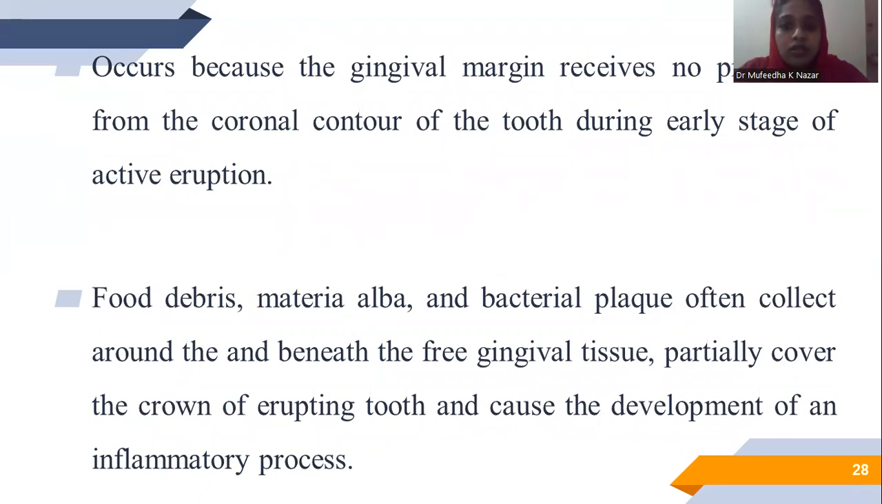It occurs because the gingival margin receives no protection from the coronal contour of the tooth, because the tooth is in the stage of active eruption, not in complete eruption and not in occlusion, so it is more prone to bacterial invasion and inflammatory process. Also, food debris, materia alba, and bacterial plaque often collect beneath the gingival tissue that covers the partially erupted tooth and thus initiate the inflammatory process, thereby leading to gingivitis.